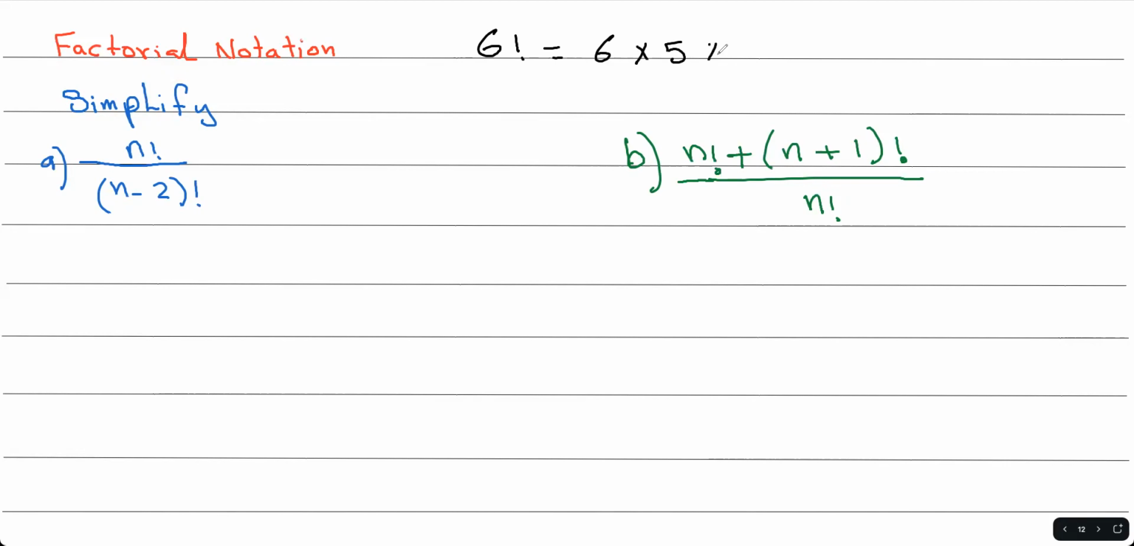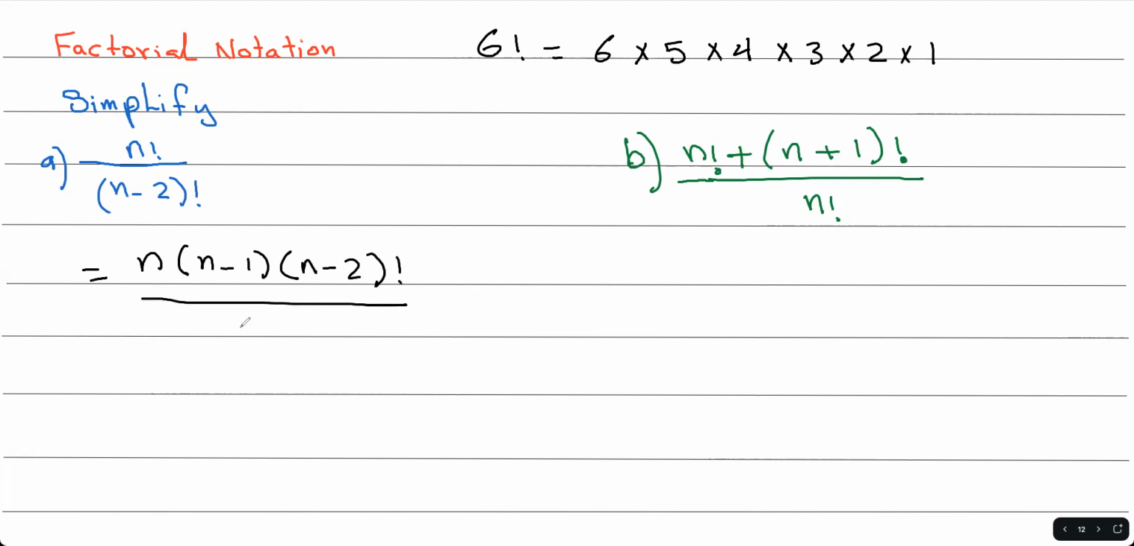times 5 times 4 times 3 times 2 times 1. So basically, you're taking away 1, and then you take away 1, and then you take away 1, and then you take away 1. So for this one here is going to be n factorial. I'm just going to write n and then take away 1. And if I take away another 1, it's going to be n minus 2. And I'm going to put a factorial there over n minus 2 factorial.